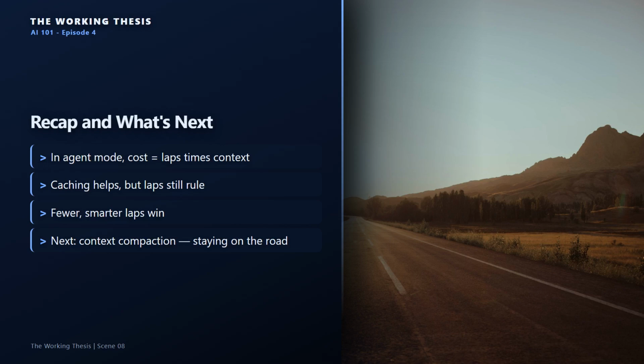But that raises a new question. If every lap resends the whole conversation, and that conversation only ever grows, what happens when it gets too big to send? That is exactly where we are headed next time. Context compaction, and how an agent stays on the road without losing the plot.